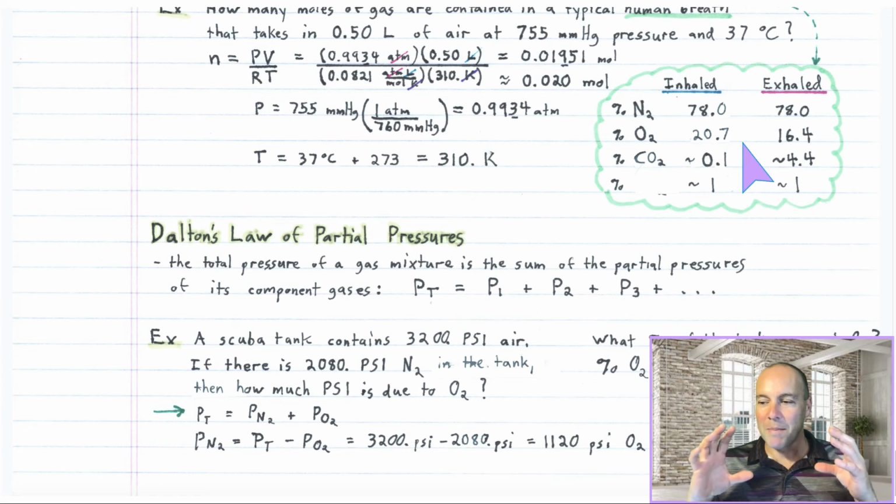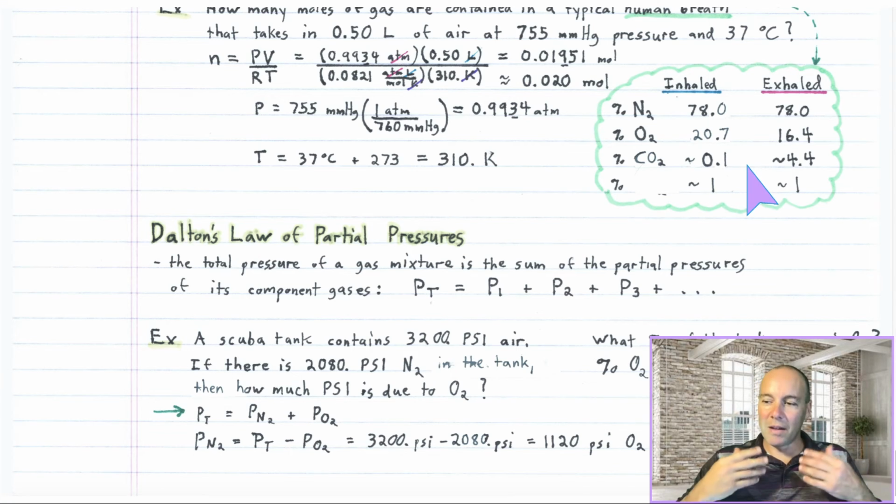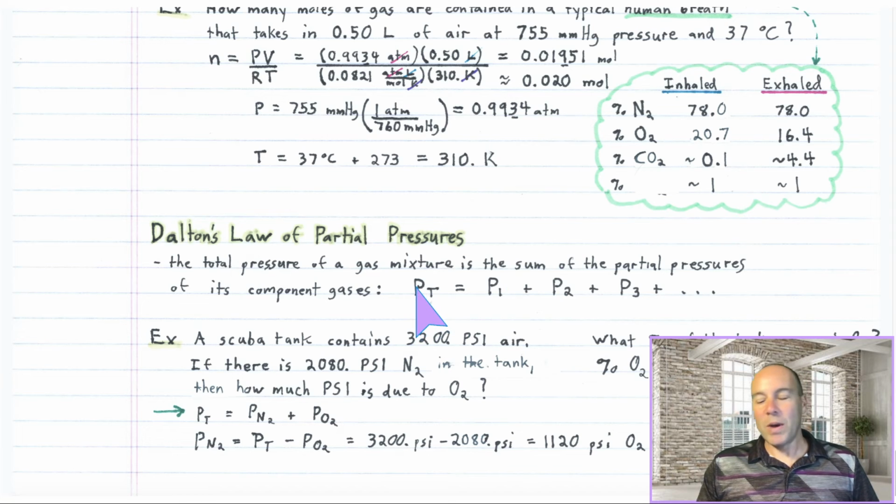Think about a mixture of gases. You have lots of different types of gases occupying the same container. Each individual gas can be considered separately, and they all exert pressure on the container walls. If I could somehow delete the other gas molecules, what's the pressure of just that one particular gas? We call that the partial pressure of that gas.